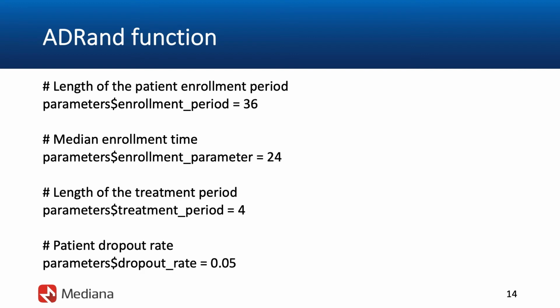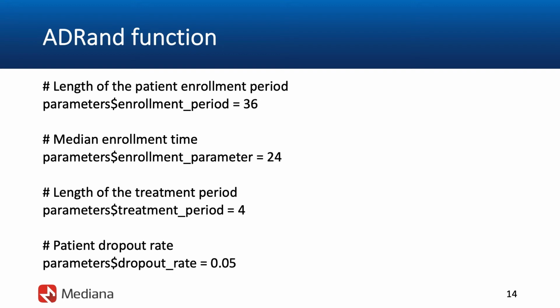When we set up clinical trial simulations, it will be important for us to mimic key features of patient enrollment and patient dropout processes as closely as possible. In this case, this particular specification states that half of the patients, 50% of the patients, will be enrolled during the first 24 weeks in the trial, so it will be a fairly slow enrollment process, but then it's going to pick up, and in the remaining 12 weeks of the patient enrollment period, the other half of the patients will be enrolled. Then, as I said a minute ago, the length of the treatment period needs to be specified. It will be 4 weeks.